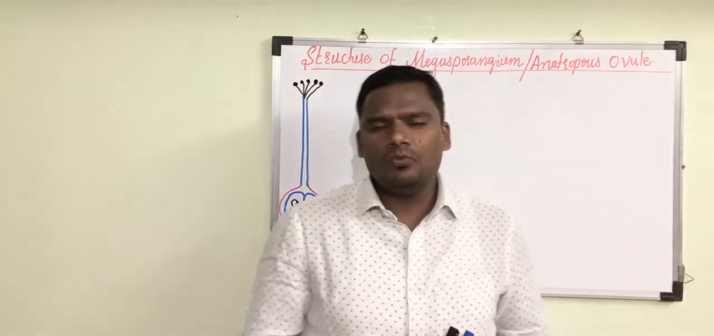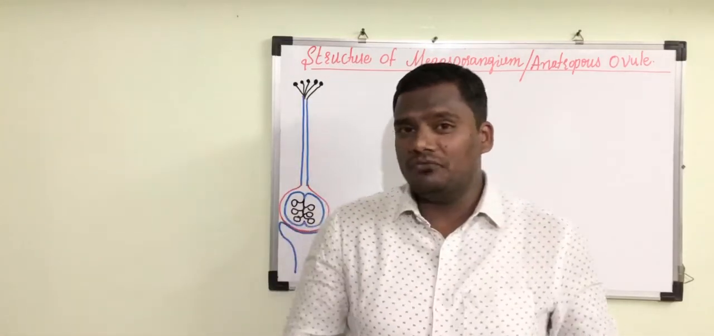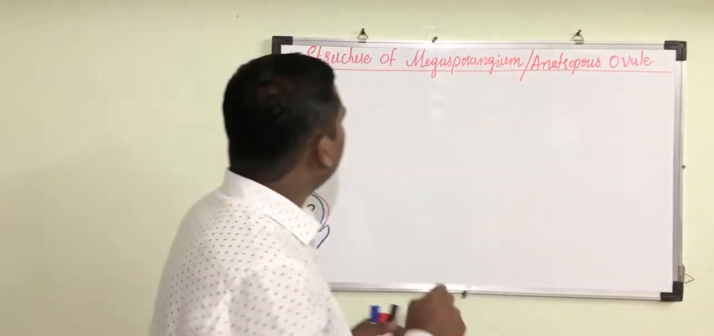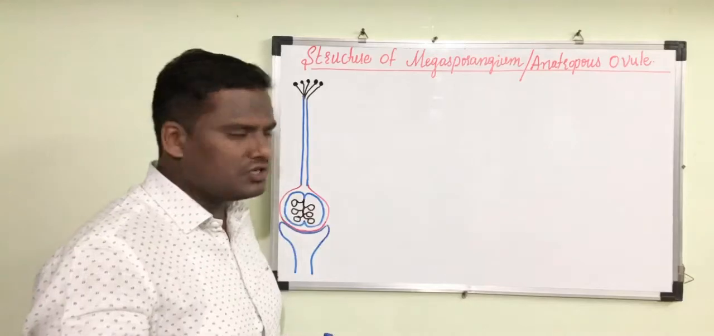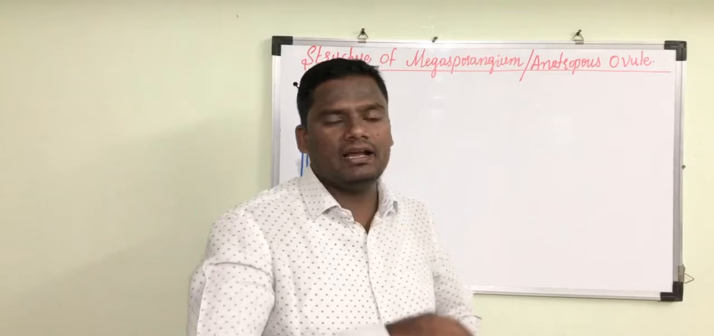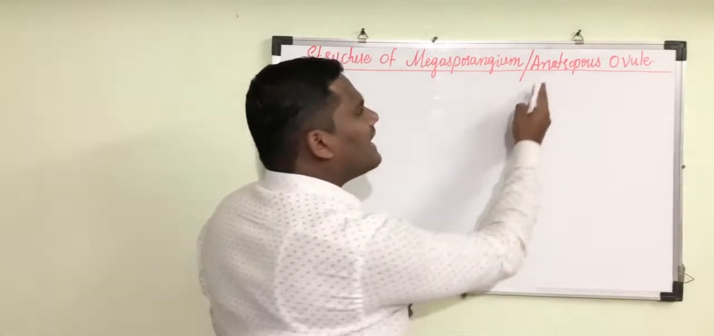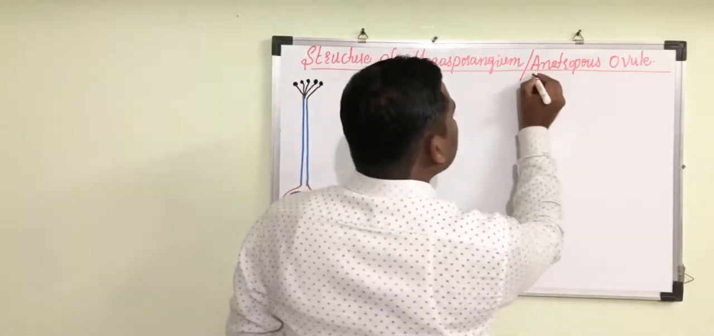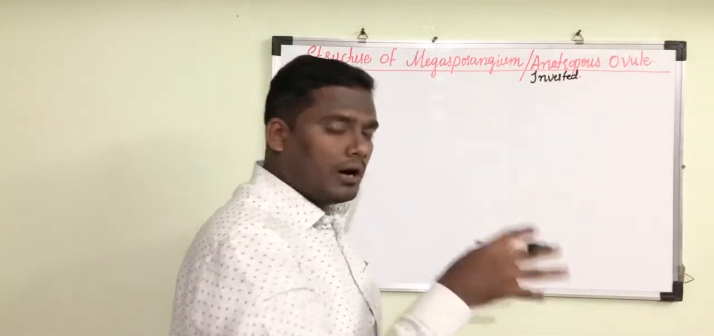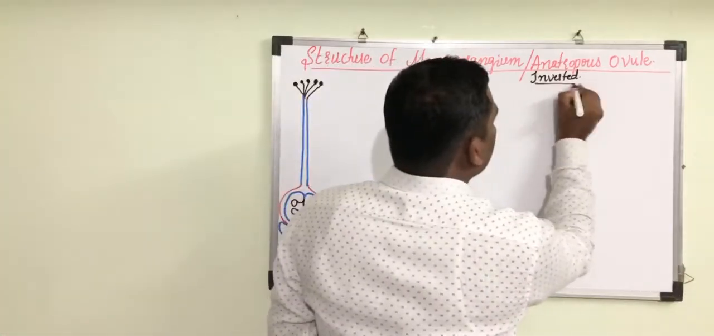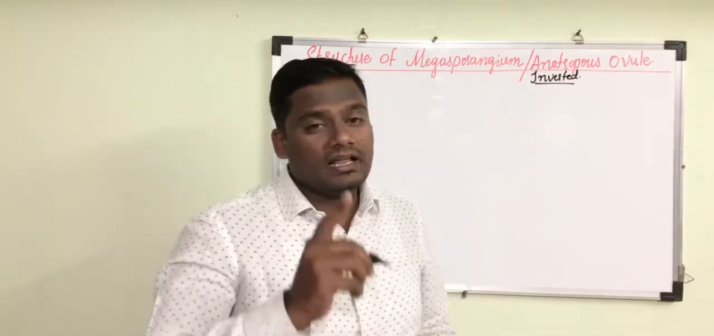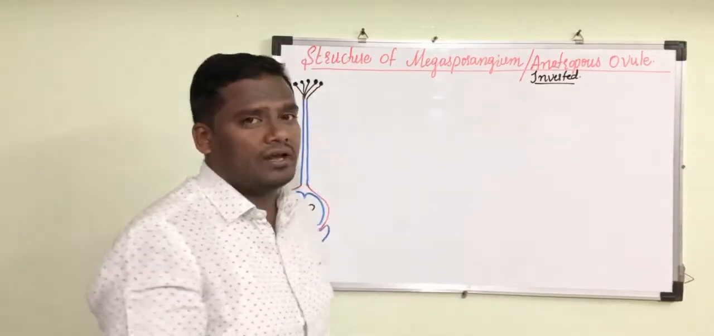In our previous video, we talked about the gynoecium, the female reproductive part of the flower. In this video, we are going to understand the structure of the megasporangium, or simply the ovule, and the anatropous ovule is given for the second year PUC syllabus. What is this anatropous ovule? Anatropous means inverted, upside down, inverted ovule. This question is very important for the secondary PUC board examination. The diagram is very important.